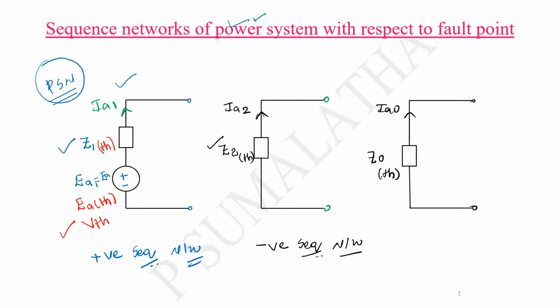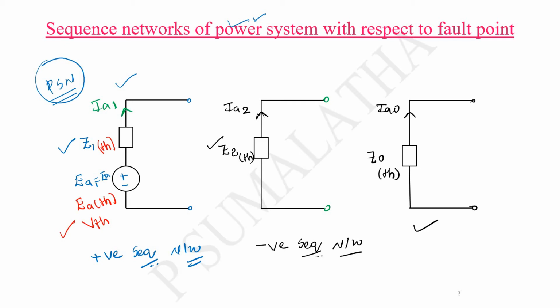This is the Thevenin's impedance of the zero sequence component. Whatever zero sequence network we get with respect to the synchronous generator terminals, if you find the Thevenin's impedance with respect to the fault terminal, then the resultant network will be the zero sequence network for the fault at any point of the power system.